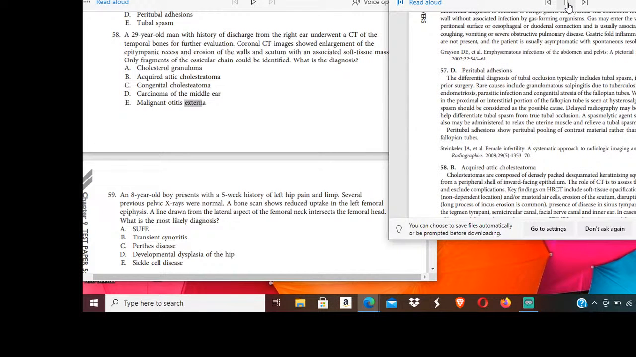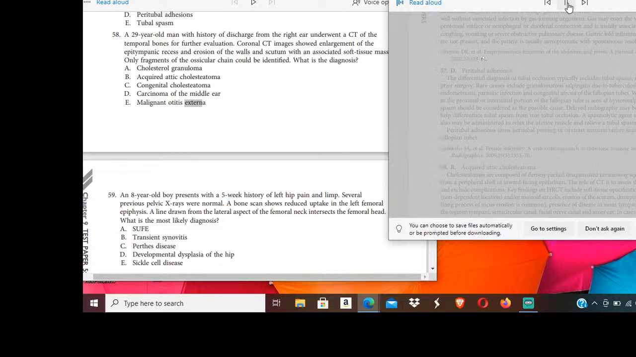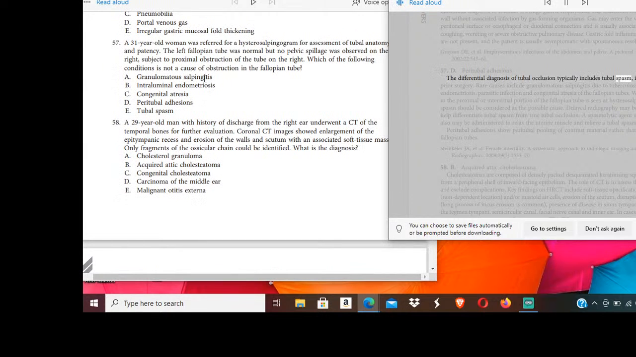Radiographics. 2002, 22:543-61. 57. D. Peritubal adhesions. The differential diagnosis of tubal occlusion typically includes tubal spasm, infection, and prior surgery. Rare causes include granulomatous salpingitis due to tuberculosis, intraluminal endometriosis, parasitic infection, and congenital atresia of the fallopian tubes.